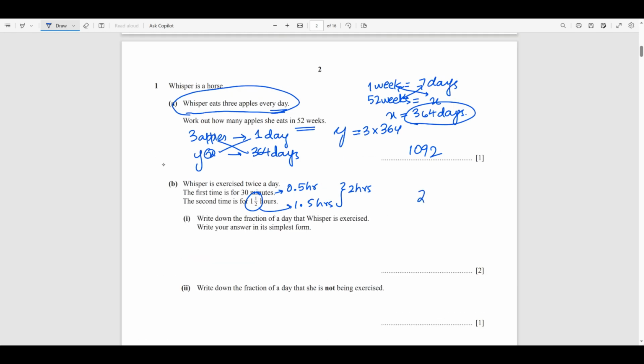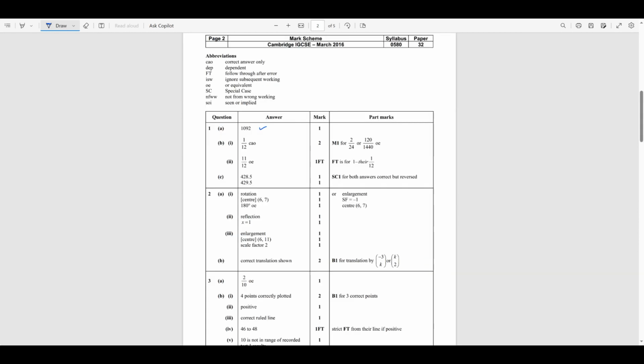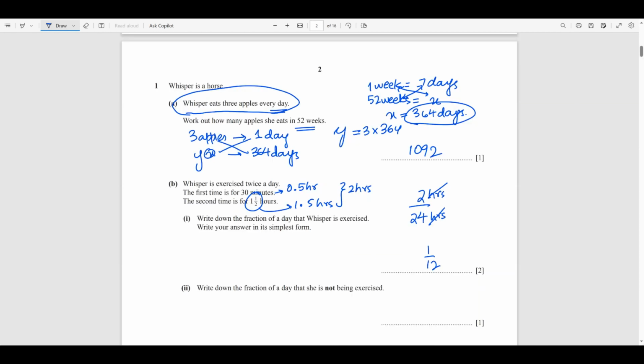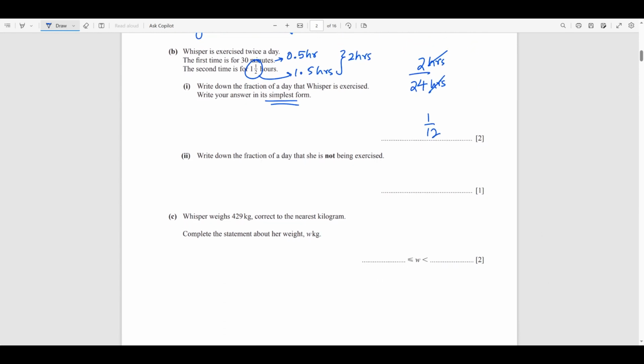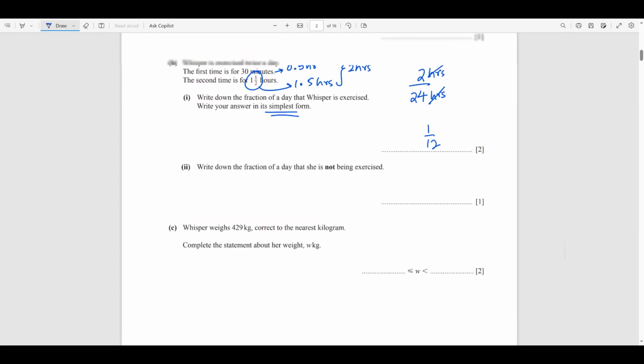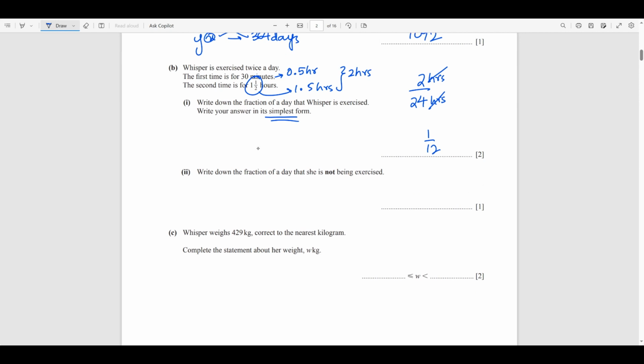It's going to be 2 out of 24 because there are 2 hours out of 24 hours he spends exercising, right? So it's going to be 1 over 12. 1 over 12, okay, fine. Right, because it says in simplest form, so 2 out of 24 will not be acceptable, right? You will still get a mark, but you won't get full marks. It's 2 marks.